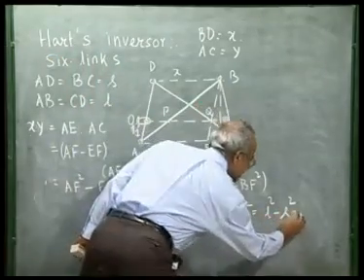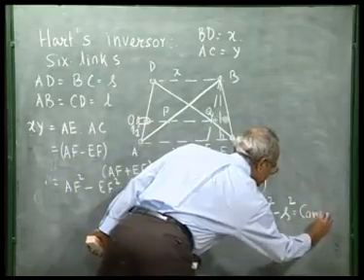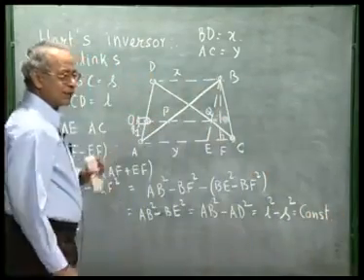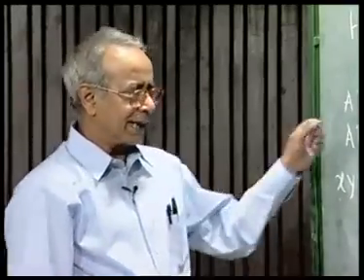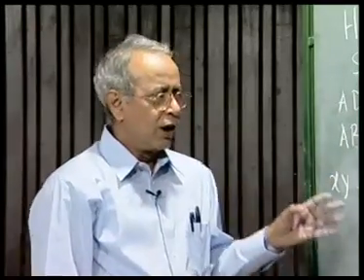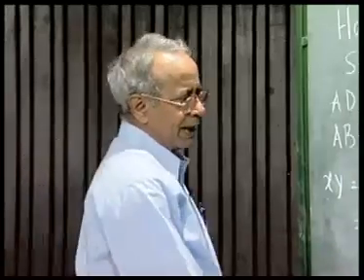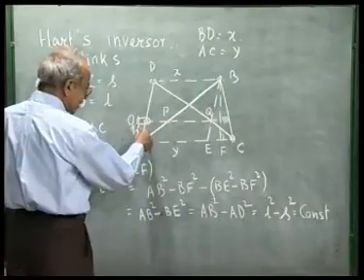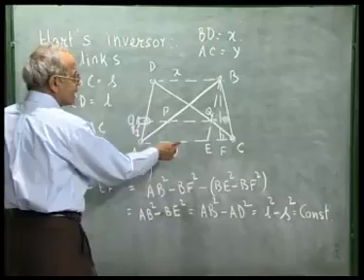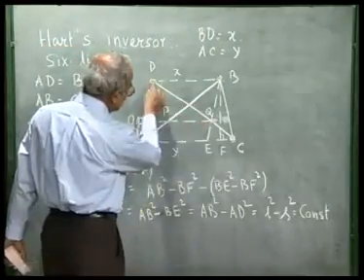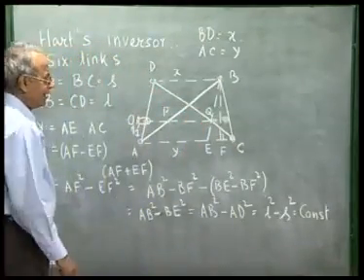This is constant, which implies OP into OQ is also constant. Consequently, we are satisfying all the conditions needed by the inversor. Now, if we ensure that the point P moves along a circle passing through O, then Q, this point Q on this link CD, will generate a straight line.